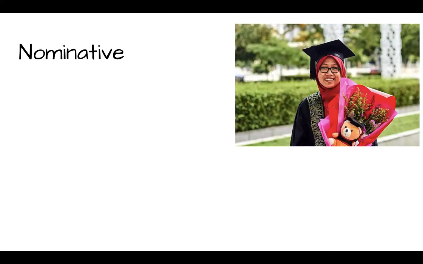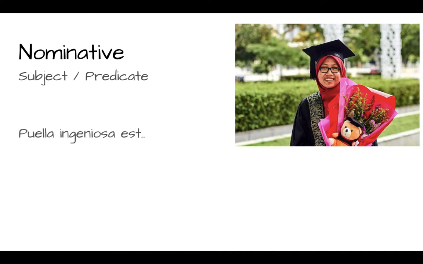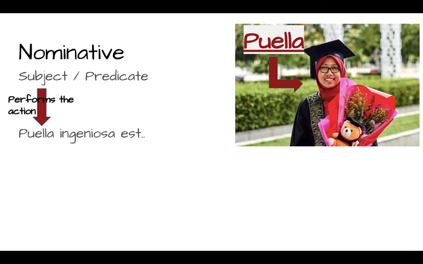Okay, so let's start with the nominative case, right? The easy one. The nominative case is used for subjects and for predicates. So if we take a look at the sentence, puella ingeniosa est. So we have the puella, right? So she is the subject. She is the one who is performing the action, which is est, which is just a state of being.